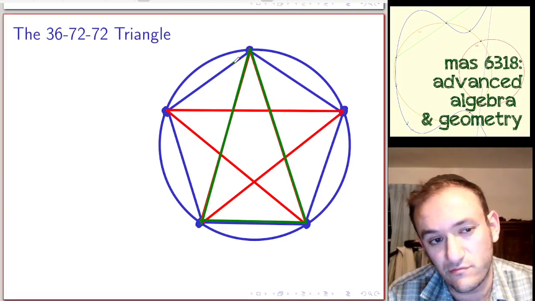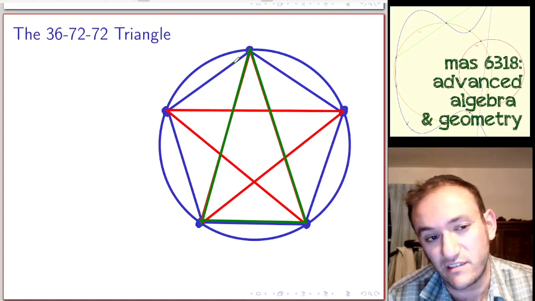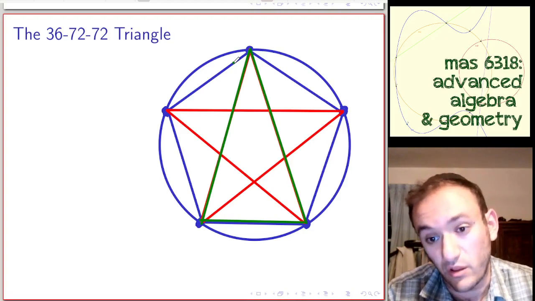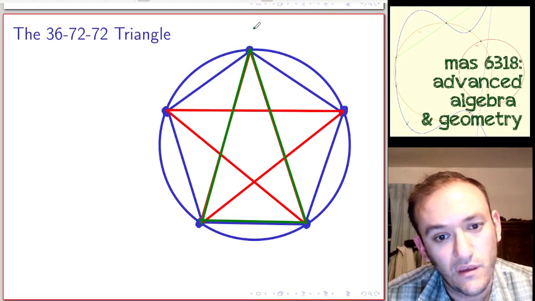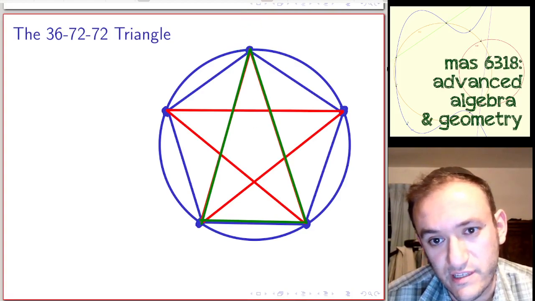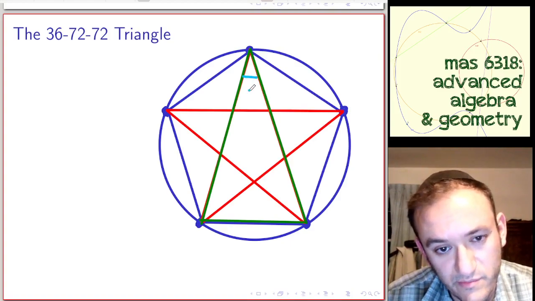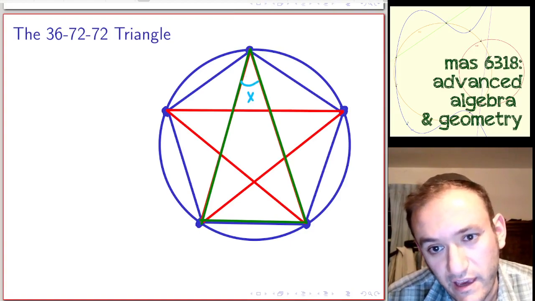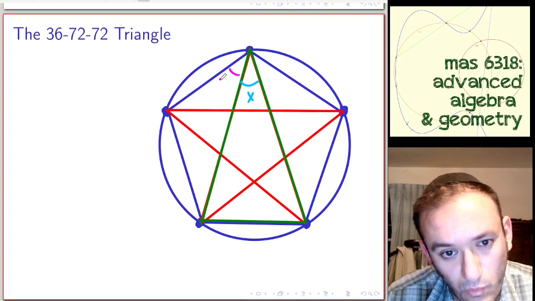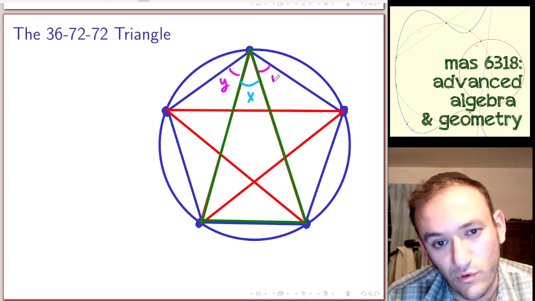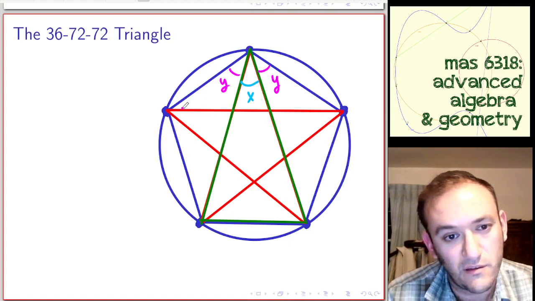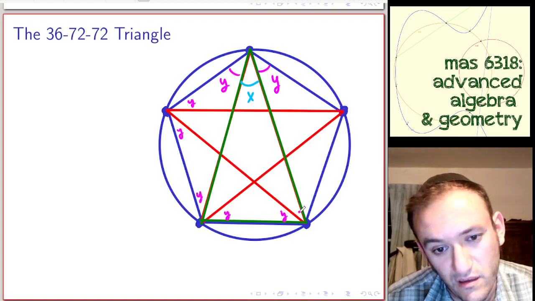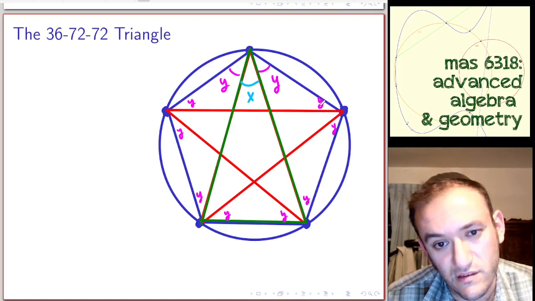Those numbers might not mean anything to you, but the important fact is that the two larger angles are twice the smaller angle, right? And they add up to 180. So how do we know that this is 36, 72, 72? Well, let's call this angle x, and we'll call this one y. We know that this also would have to be equal to y by symmetry. And by the same token, you could go around labeling all of these y and all of these x.